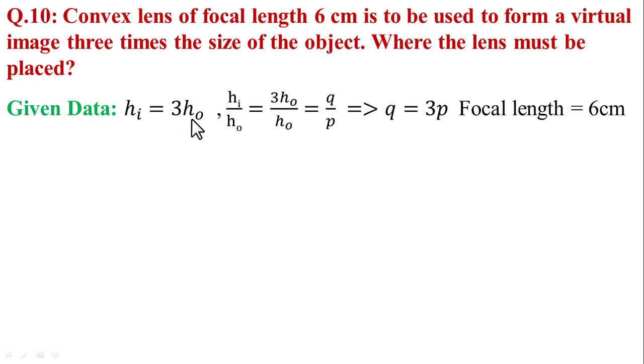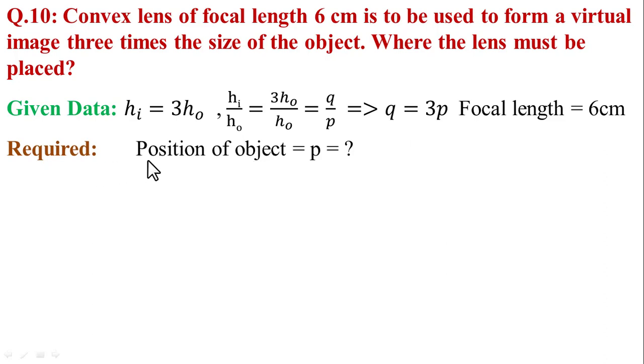Putting the value, hi is equal to 3 h naught. Here h naught cancels out by h naught. This implies that q over p is equal to 3. Then q is equal to 3p. Now the focal length f is equal to 6 centimeter. We are required to find the position of object p.